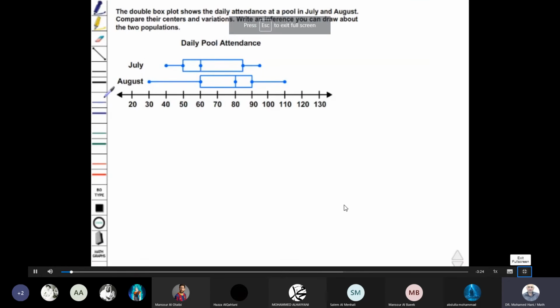The double box plot shows the daily attendance at a pool in July and August. Compare their centers and variations. Write an inference you can draw about the two populations. So let's take a look at these two box plots. Here we have the month of July on top and the month of August down below. Now, if you take a look at each of these individually, notice that neither of them are symmetric. So we're going to say that both of these are not symmetric. That affects what we choose.